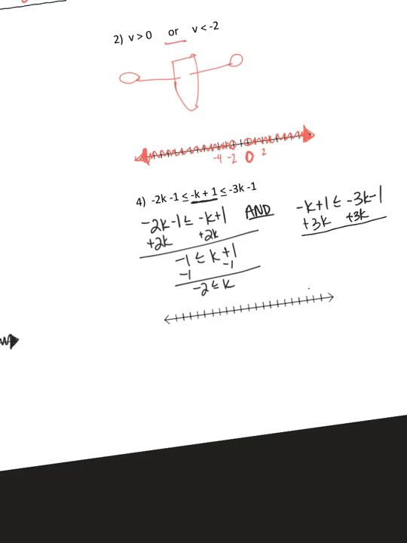And I've got negative k plus 3k is 2k, plus 1 is less than or equal to negative 1. And then I'm going to subtract 1 from both sides. I've got 2k is less than or equal to negative 2. Divide everything by 2, and k is less than or equal to negative 1. So let's go ahead and graph these before we can see if we can put it back together.